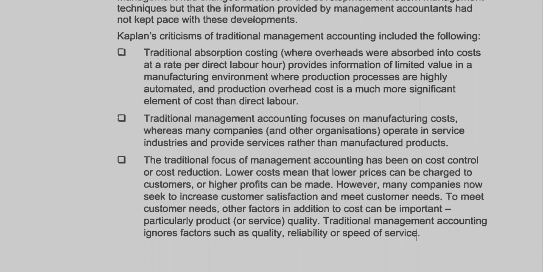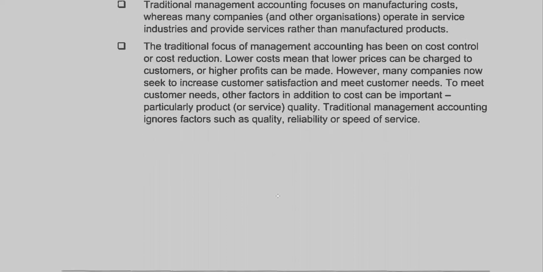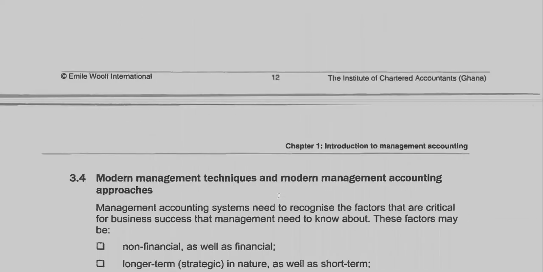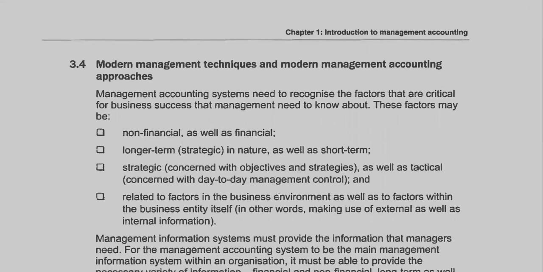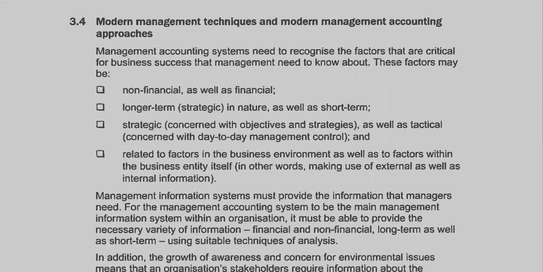In the past, people were more engaged in selling rather than marketing. Now we are in the period of marketing, where it beats traditional management accounting. So factors such as quality, reliability, and speed of service are important to ensure long-term success and also customer satisfaction. So what are some modern management accounting techniques and approaches that we need to know?